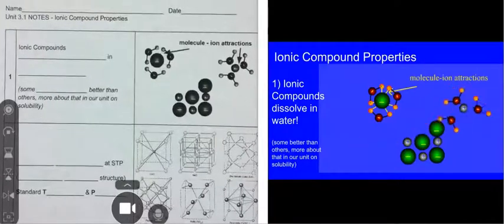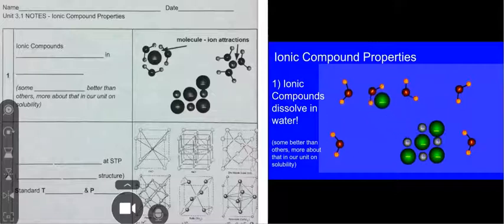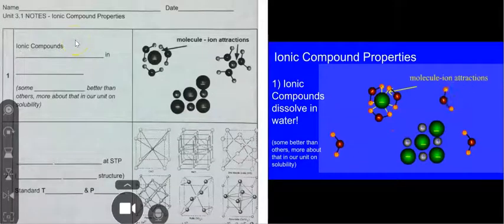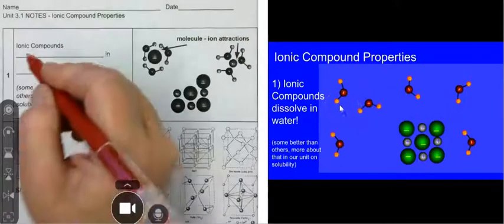In this video, we are going to talk about some ionic compound properties. There are 5 that we're going to talk about, and the first one is that ionic compounds dissolve in water.